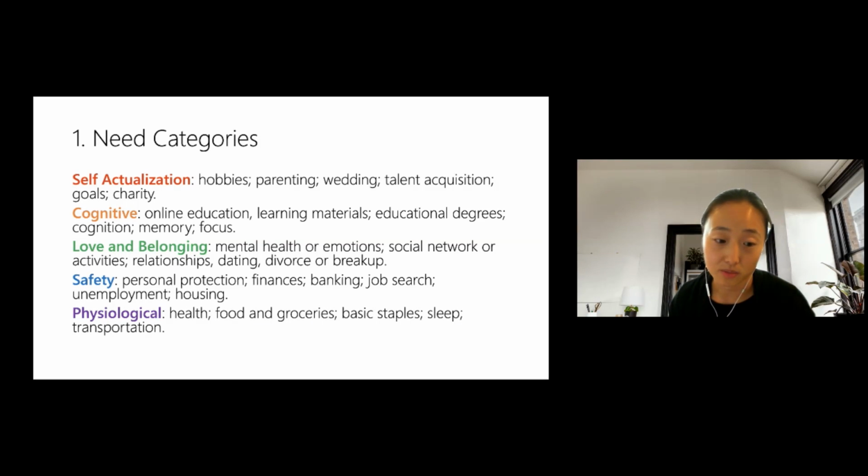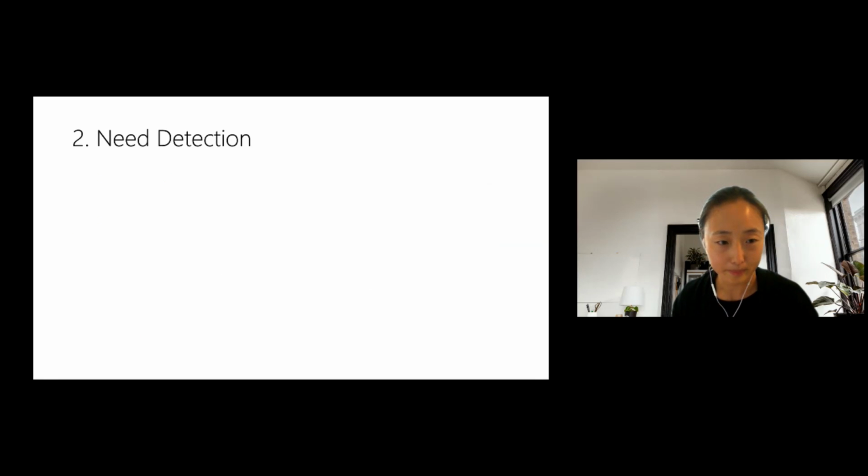So, for example, personal protection, finance, banking, job search, unemployment, and housing. Physiological needs, which are basic animal needs, examples include food, air, drink, shelter, and other body needs.